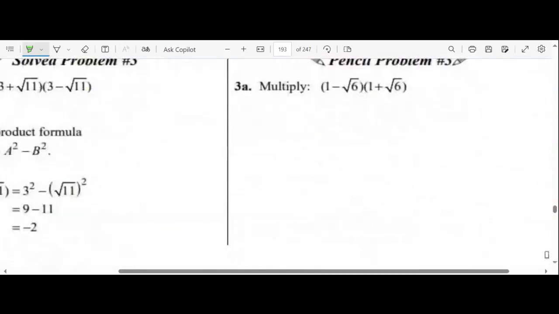Yalla, can you do this? I'll give you 2 minutes to do it. Yalla, quickly. And one of you come on the board and solve it.